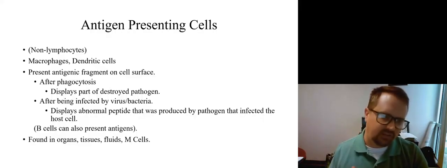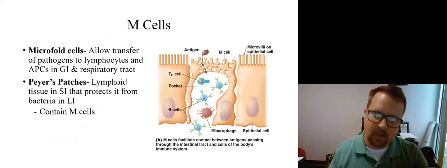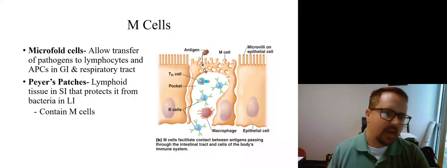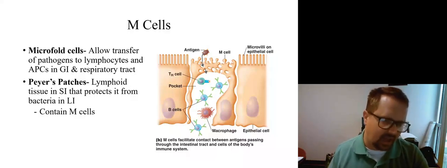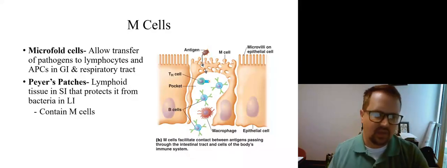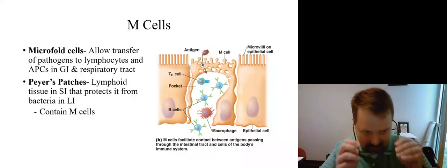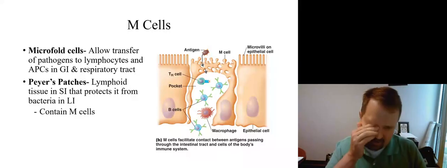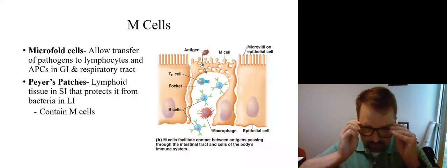These are found in organs, tissues, fluids, and what's called an M cell. An M cell is a microfold cell. They allow transfer of pathogens to lymphocytes and antigen-presenting cells in your gut. Peyer's patches have them. Lymphoid tissue in the small intestine protects against the large intestine bacteria. They have a high degree of M cells. Okay.